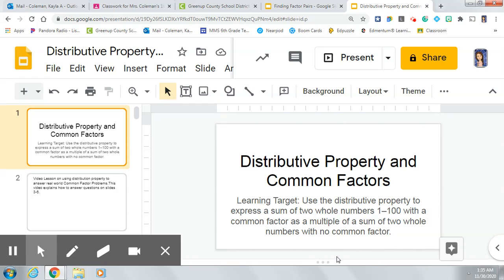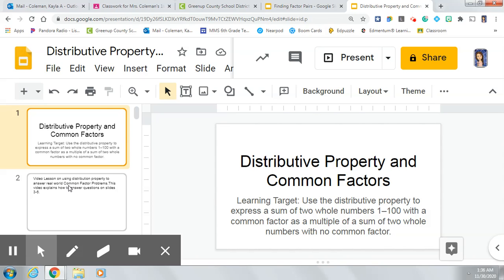You've already learned a little bit about the distributive property in Miss Sloan's class. In this class, I'm kind of taking you backwards. In her class, she probably showed you how to multiply the number on the outside by the numbers on the inside. Today, I'm going to show you the reverse side of that, but one thing at a time.